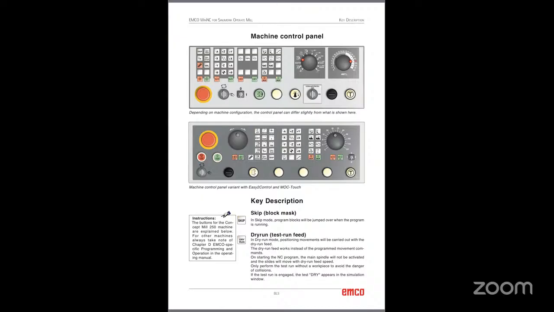So next is called skip or block mask. Skip or block mask. Suppose you have, say, three lines, three blocks. When the machine executes, there is no need to execute, say, the second line. For that, we can skip that block. That is what is called a skip or block mask.